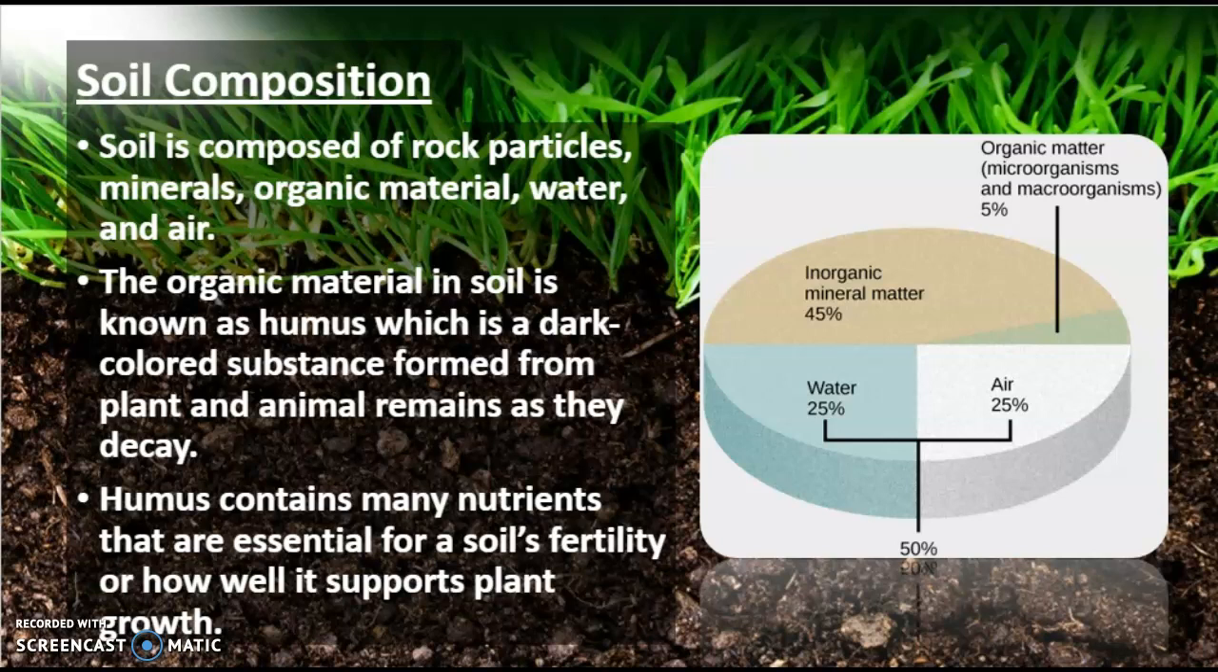That basic material is turning into soil, and this is what the soil is going to be composed of. It's going to be composed of inorganic material, about 45%, water, air, and of course organic material. This organic material is called humus. It's dark in color because it's very rich in plant and animal decay, which of course is going to contain numerous nutrients that are essential for healthy plants to grow.